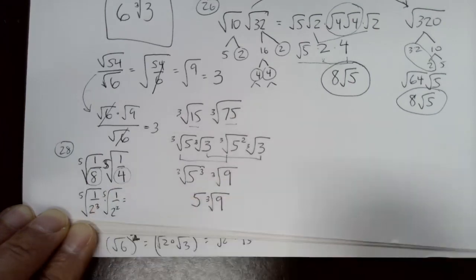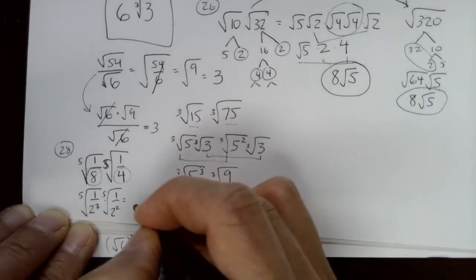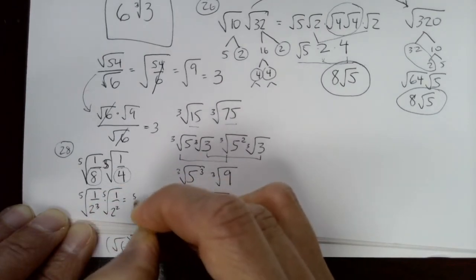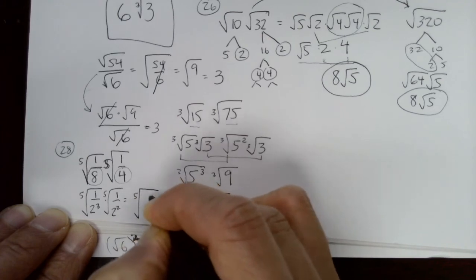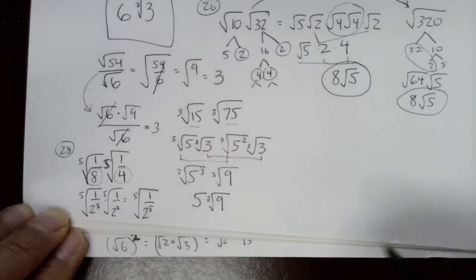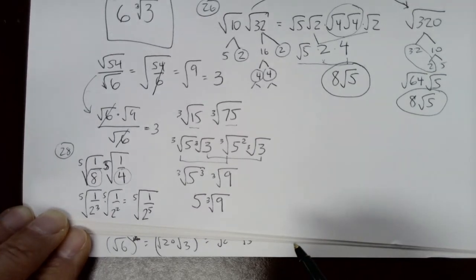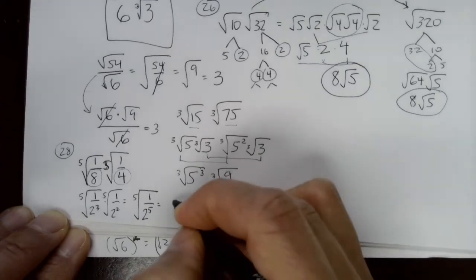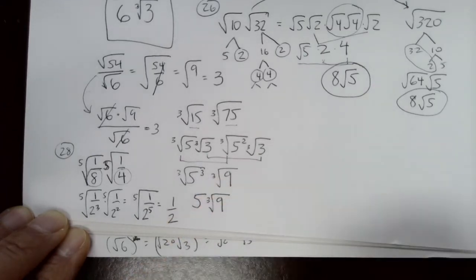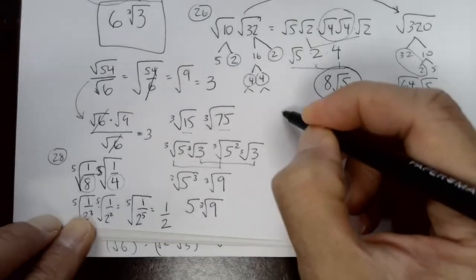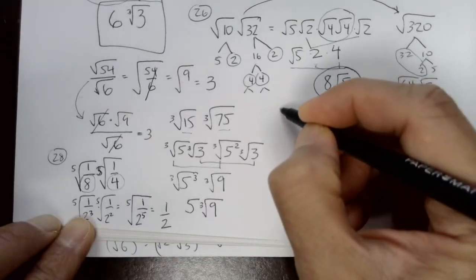which, by the product rule for roots, I can combine these and say this is the 5th root. I can multiply them within a single root. 2 cubed times 2 squared is 2 to the 5th. And the 5th root of that is simply going to be 1/2. So that's 28A. I'm going to go ahead and do B and C for 28.